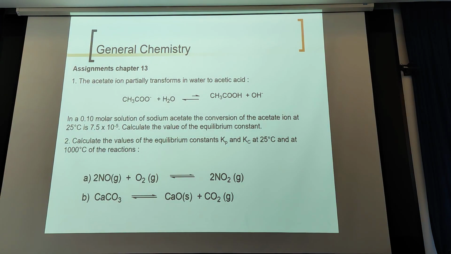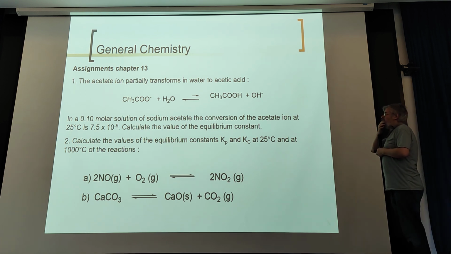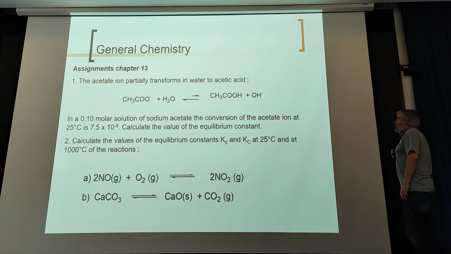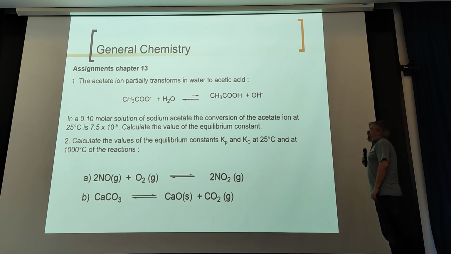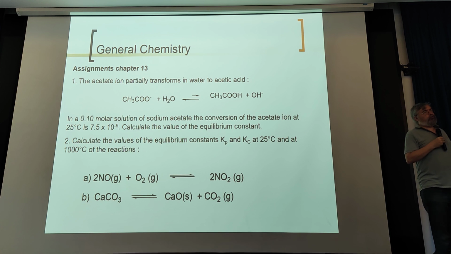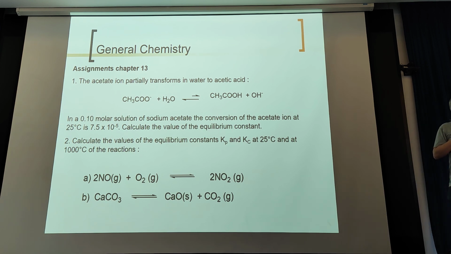Yes, no, it's correct. To acetic acid. So the solution is 100 millimolar sodium acetate. But the conversion alpha of the acetate is 7.5 times 10 to the minus 5 at 25 degrees. So it's asked to calculate K, the equilibrium constant. So you should first make the conversion factor formula and then apply it.